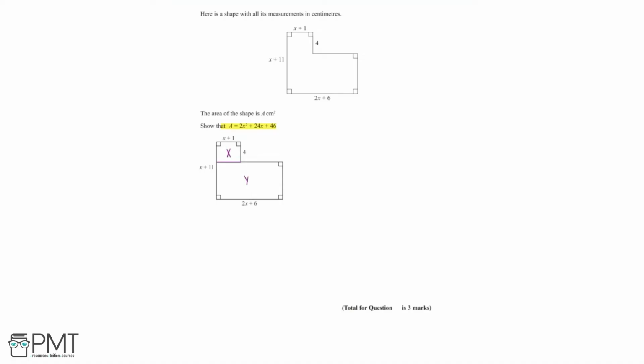And so the total length of the long side is x plus 11, and the length of the short side is equal to 4. And so this length is therefore equal to x plus 11 take away 4, because these 2 lengths add up to make the long length. And so the length of this side is equal to x plus 11 take away 4, which simplifies to x plus 7.